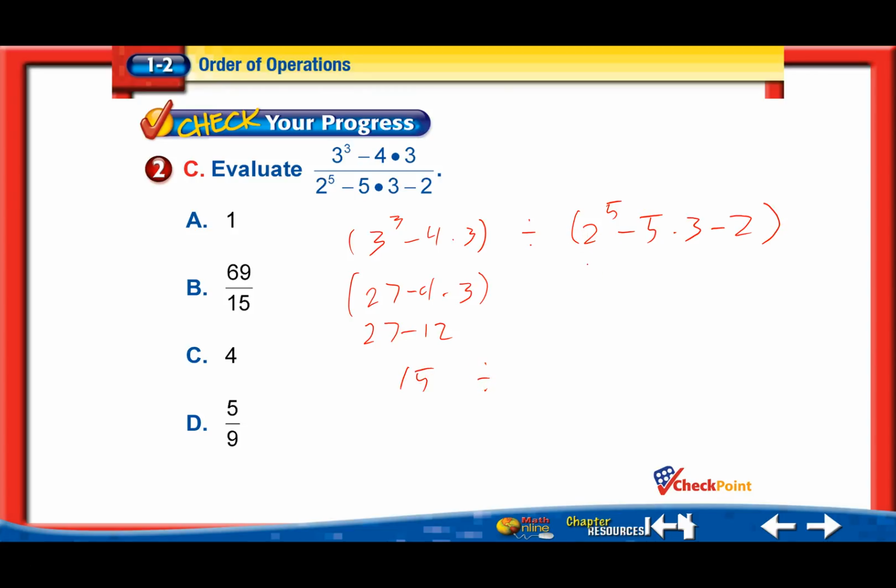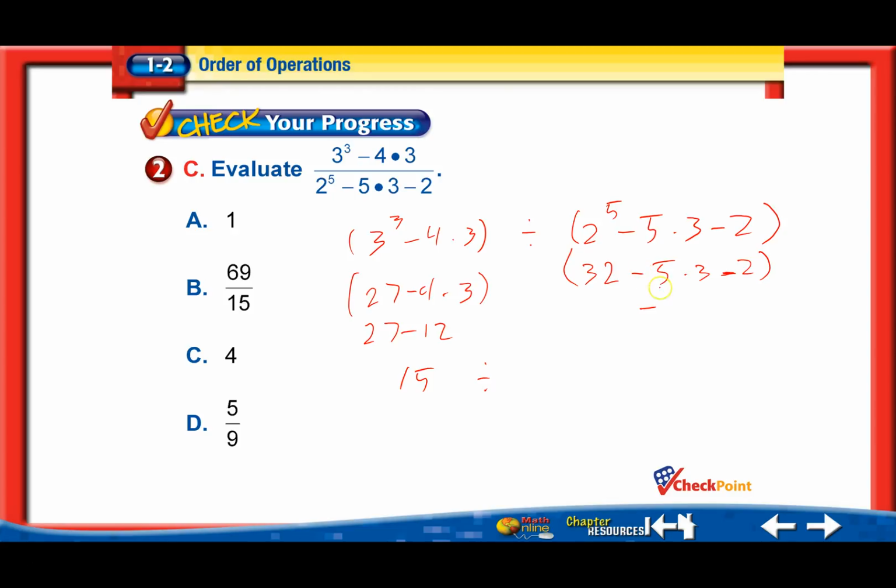2 to the fifth, 2 times 2 times 2 times 2 times 2, comes out to 32, if I did my calculation right. Minus 5 times 3 minus 2. See if I did this one right here. Otherwise, you see where Mr. Evans went wrong. -5 times 3 is our next one. Make sure that multiply there.